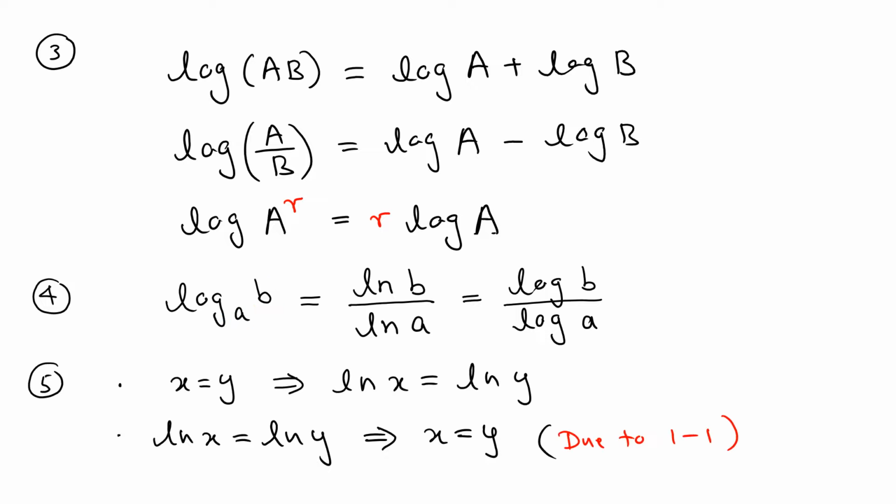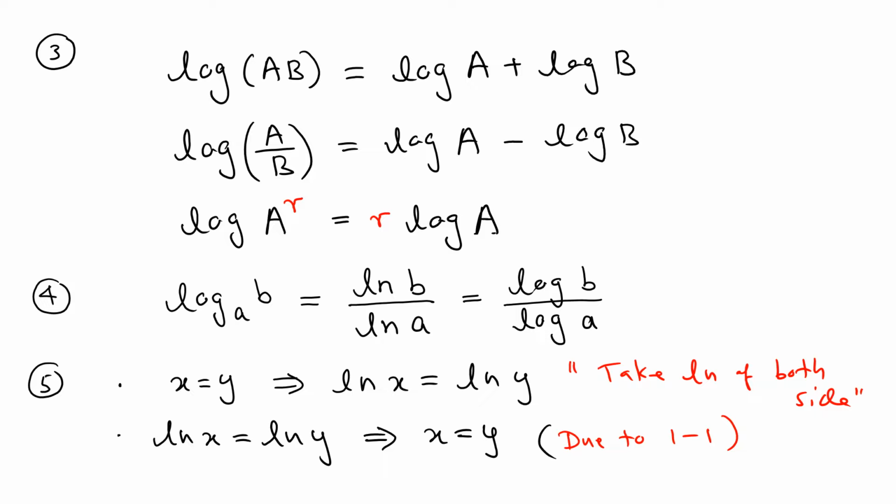And finally, we have property number 5, which is useful when you try to solve certain problems. What it says is that if x equals y, you can take the log of both sides. In practice, what we normally call this property is take ln of both sides. That's exactly what we do in certain problems. The second one is if we have the same log, then the numbers have to be the same, so x has to equal y. This is due to the one-to-one property. So those are the 5 properties that we discussed.